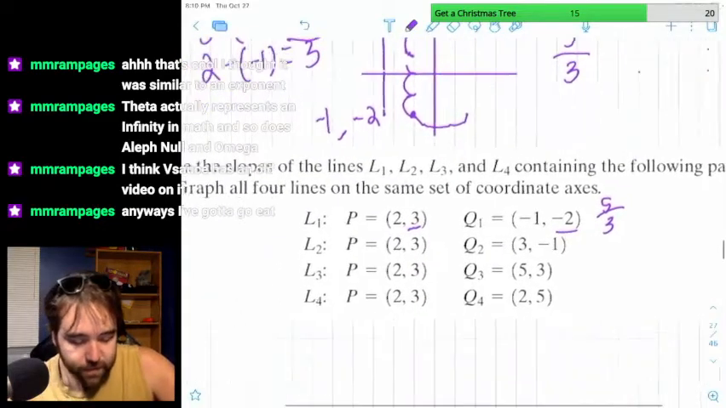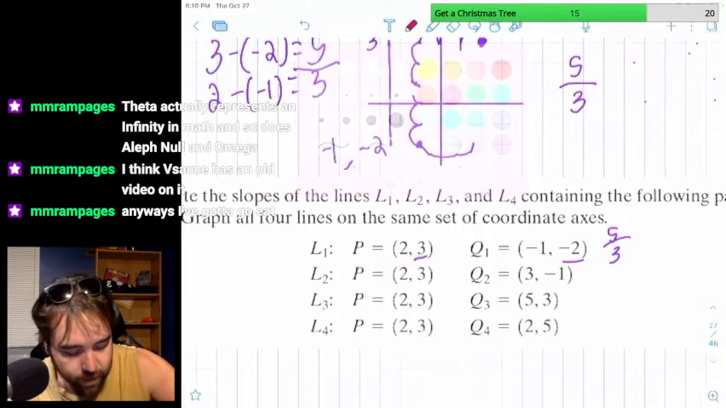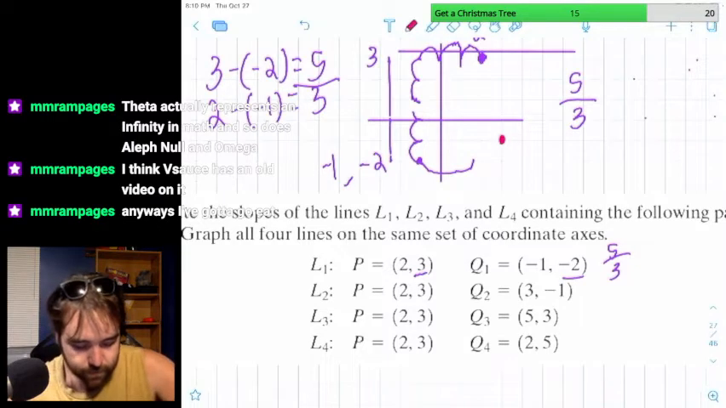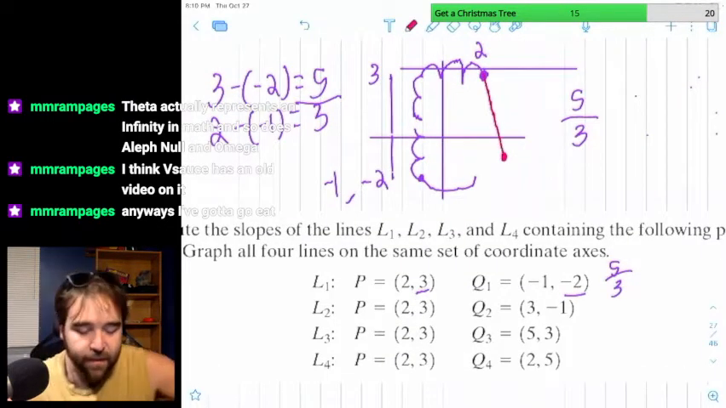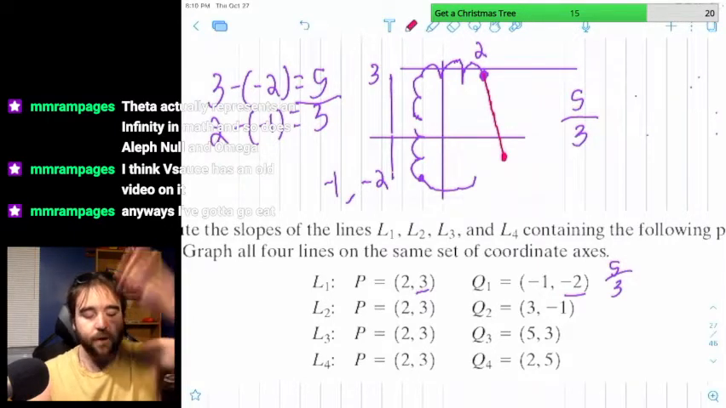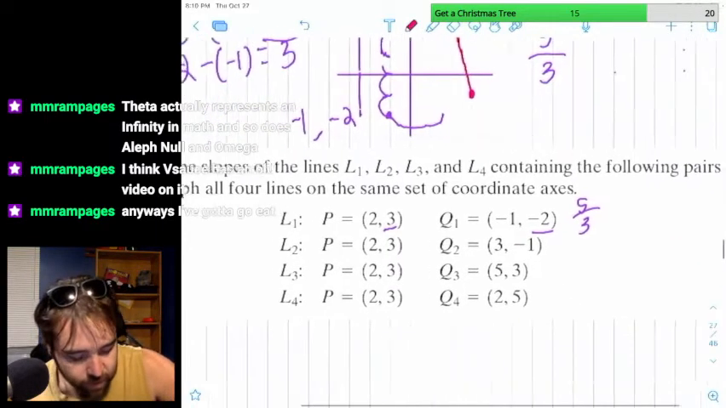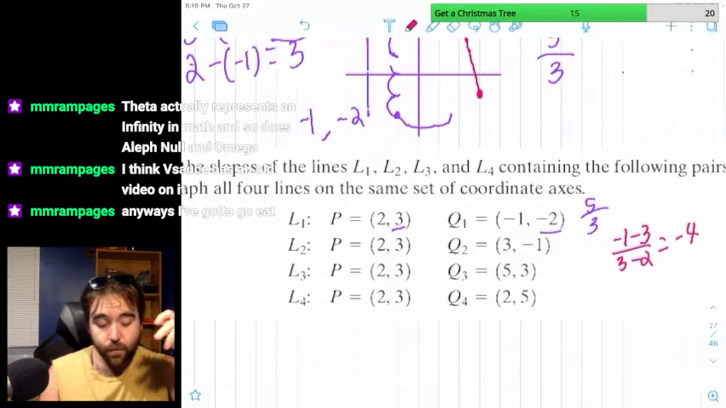And we can do that the same on the next one. I guess we can go ahead and plot it since we already have the first point anyway. So we're going to go to the point 3, -1. Oh, no, but that's with this. Okay, so now we're talking about that line. And so we can see very easily that the slope is down 4 and over 1, so -4. But we can also calculate it, because we could do -1 minus 3 over 3 minus 2, which is -4 over 1. So yeah, -4.